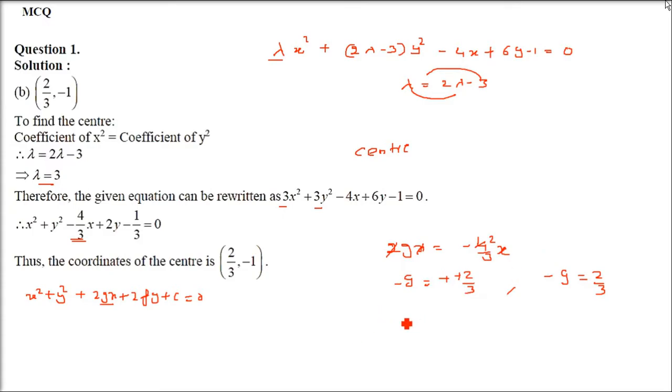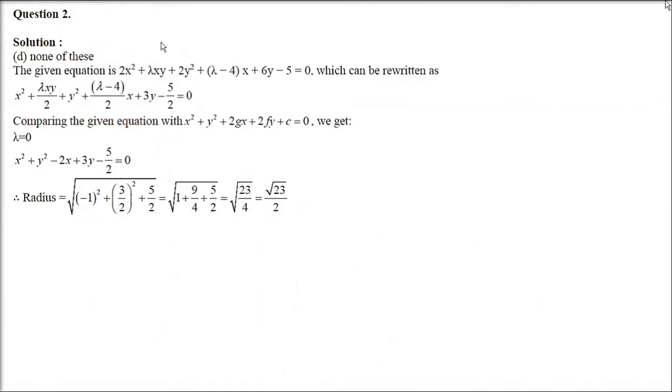What about this one? 2fy. Compare it with 2y. Y gets cancelled. F equals 1. But f is not the center. Center will be minus f. In all coming questions, just remember minus g and minus f are the center. G and f are different. Center is minus g and minus f. So we have 2 by 3 and minus 1. B option is the correct one.